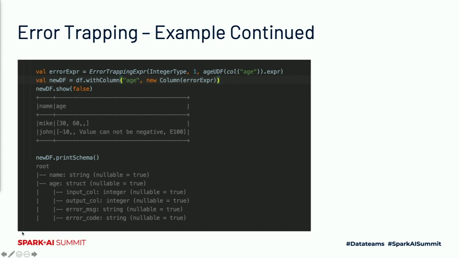And then I print the schema to just illustrate that the age column's type actually has changed from int to struct. And under that struct, we store all this input, output, and error information.